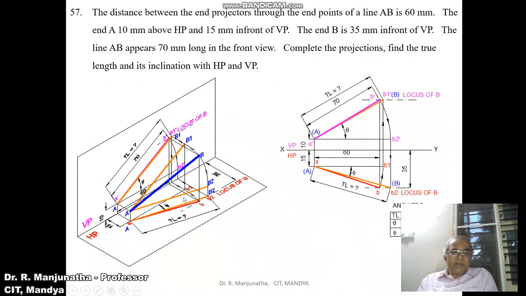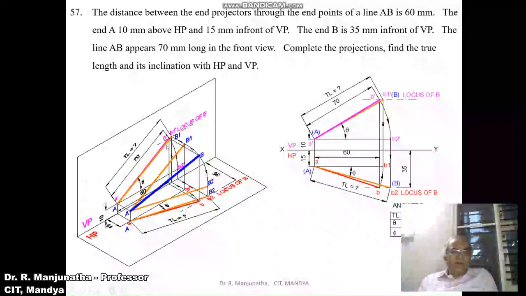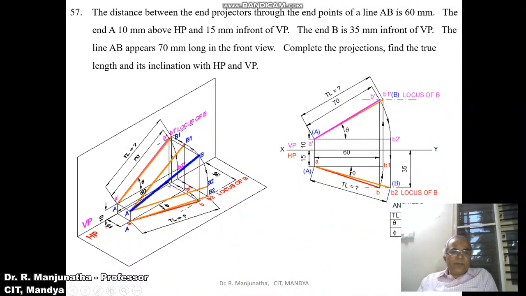Since he has given the distance between the end projectors, you take the distance between the end projectors of 60 mm and draw a vertical projector in the front view and also in the top view. Once you have the distance between the end projectors, since you have the locus of B in the top view, you are going to get this point B directly. So we can join A to B with a dark line. That is basically because you have the locus of B in the top view and also you know the distance between the end projectors. So that is going to cut the locus of B in the top view.